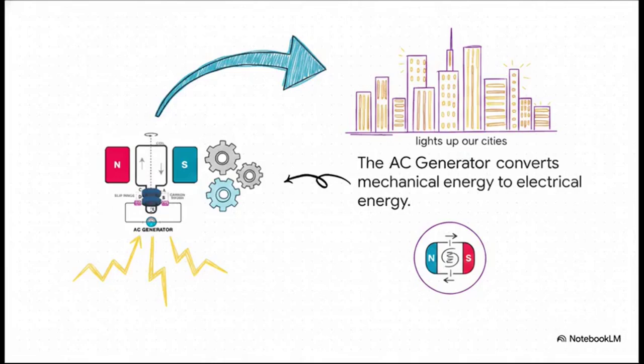Now let's totally flip the script. The AC generator does the exact opposite. It converts mechanical energy back into electrical energy. This relies on a process called electromagnetic induction, which Faraday discovered. By mechanically spinning a coil inside a magnetic field, we actively force an electric current to flow through the wire. Literally, this is how massive power plants generate the electricity for entire cities.